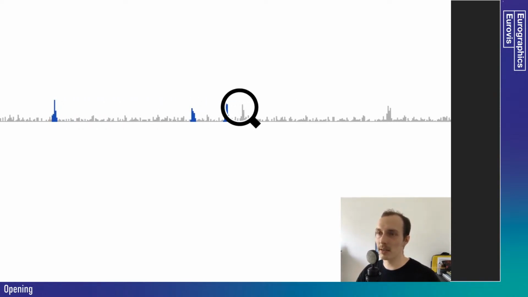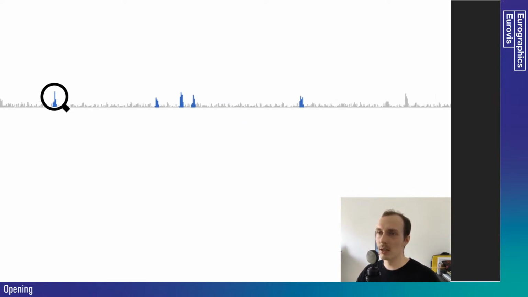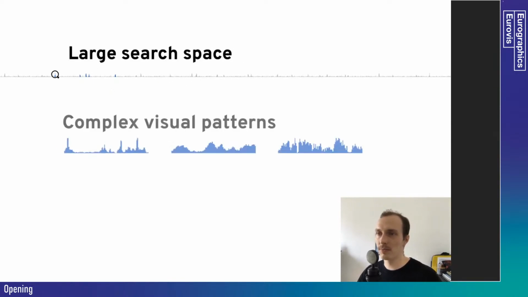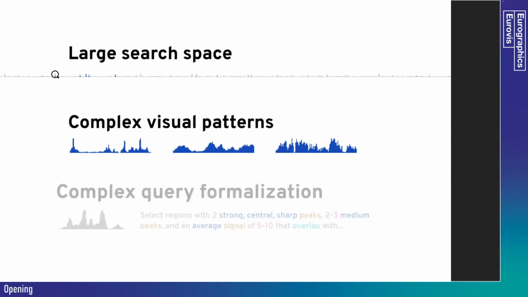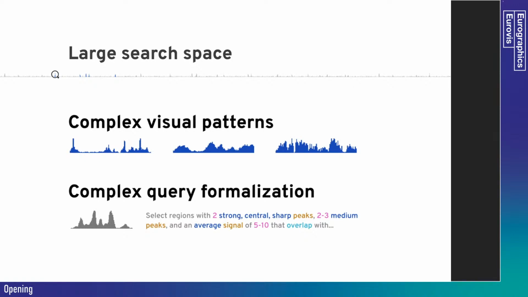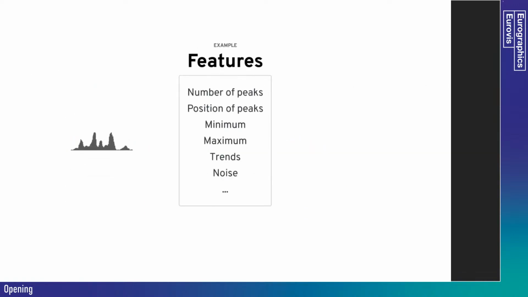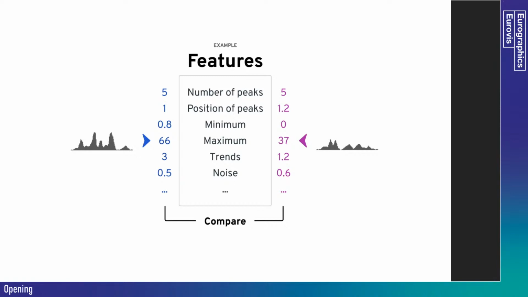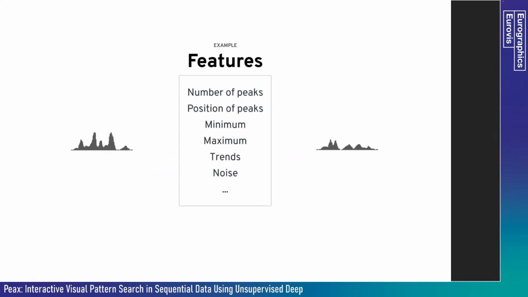Visually searching for patterns in sequential data can be challenging when the search space is large, the patterns are complex, or the query is difficult to formalize. To overcome these challenges, we need an effective feature representation that captures important visual properties for similarity comparison. Such features could, for example, be the number, height, or position of peaks, the maximum, minimum, or average value, or the noise level. The feature representation of the data is typically defined up front.